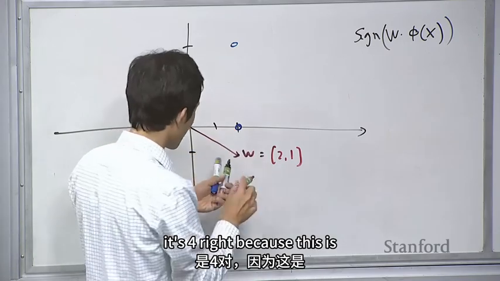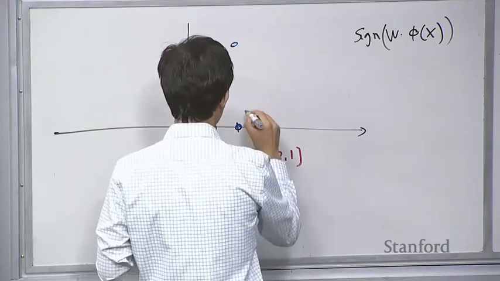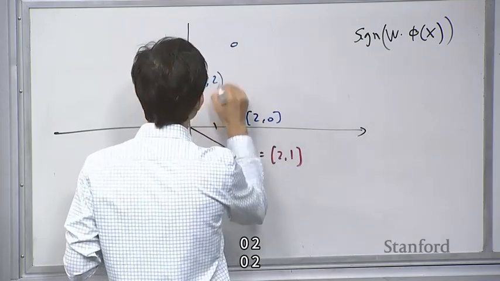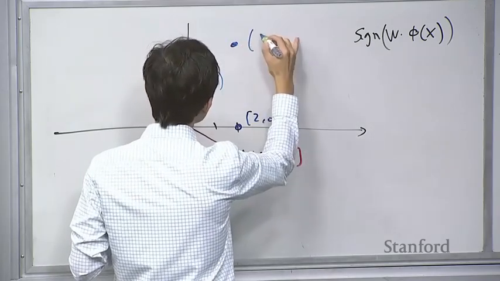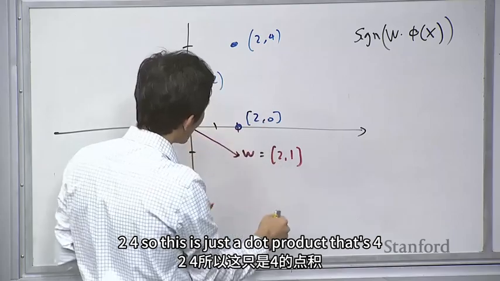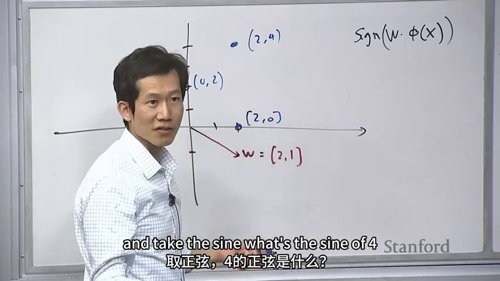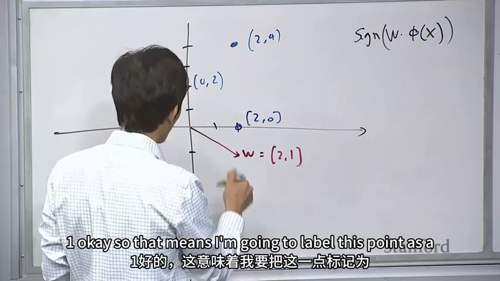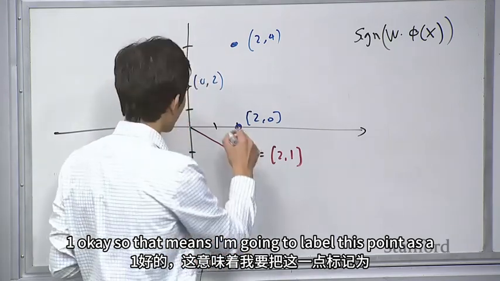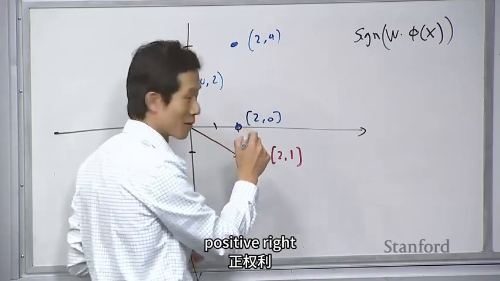It's 4, right? Because this is 2, 0, 0, 2, 2, 4. So this is just a dot product. That's 4. And take the sign. What's the sign of 4? 1. Okay, so that means I'm going to label this point as a positive, right?